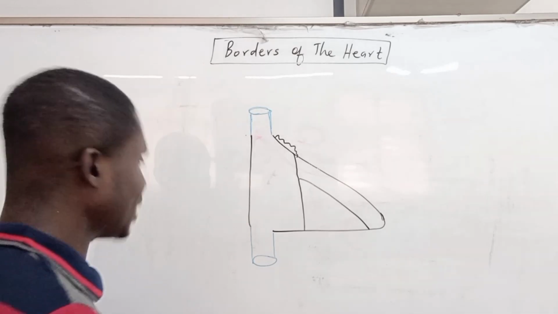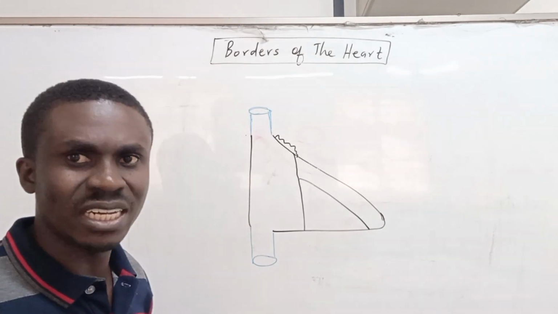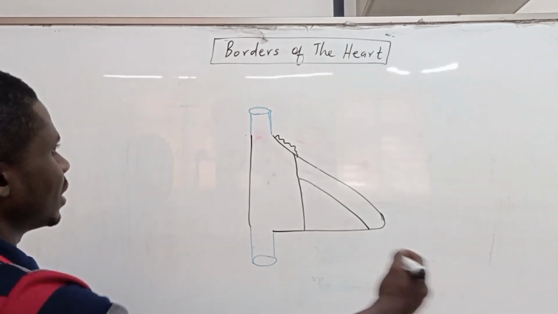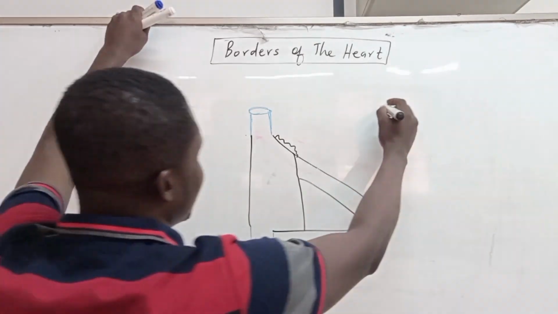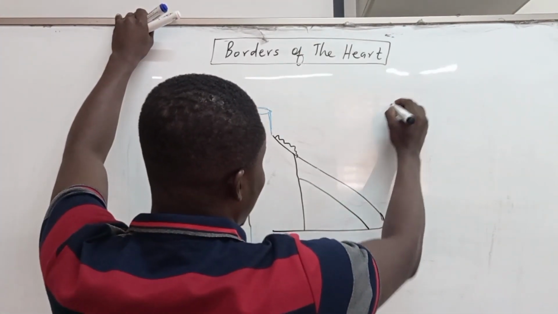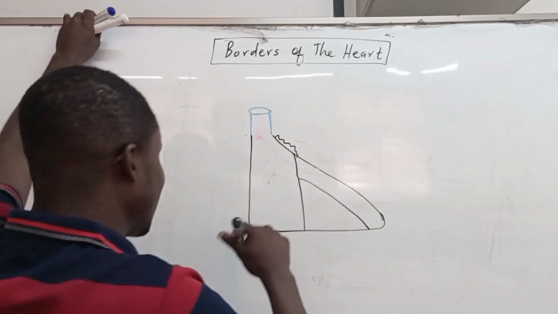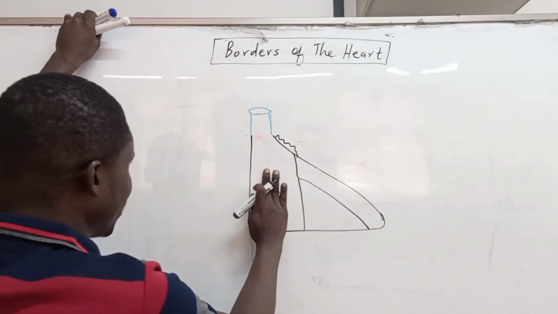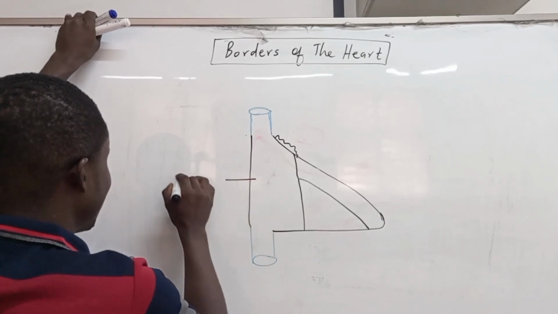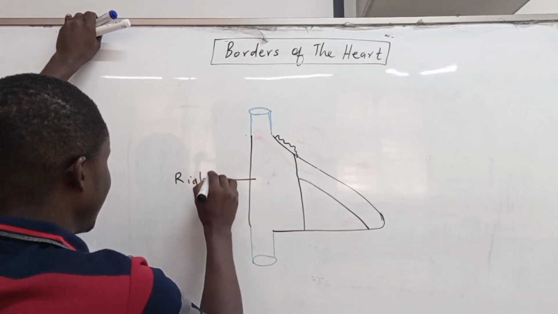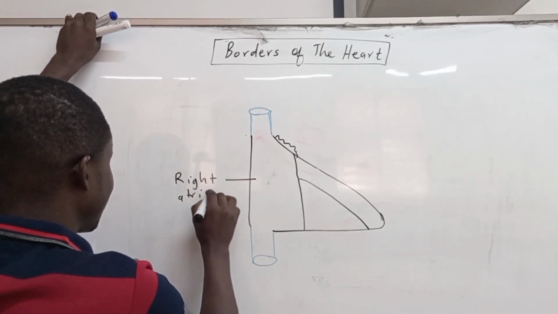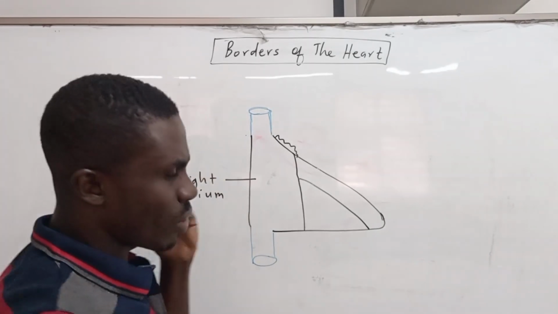Now, let's move on. The first thing is for us to look at what we call the right border of the heart. Before I even write this, let me orient you. This one that you find over here is the right atrium of the heart. How do I know it's the right atrium?